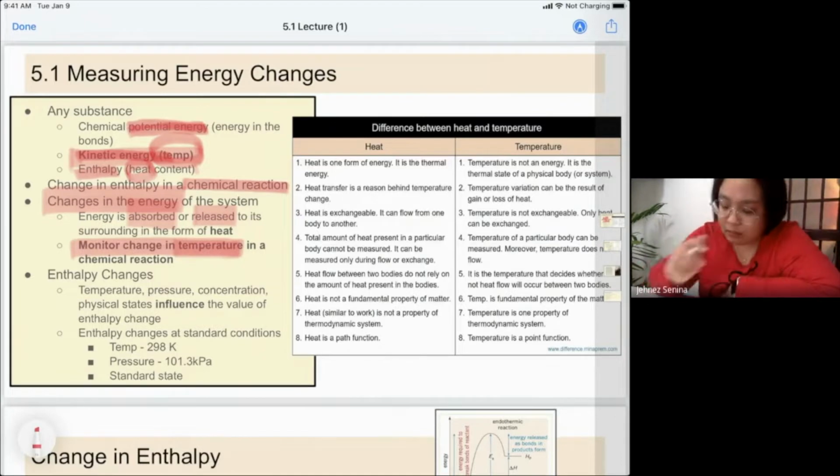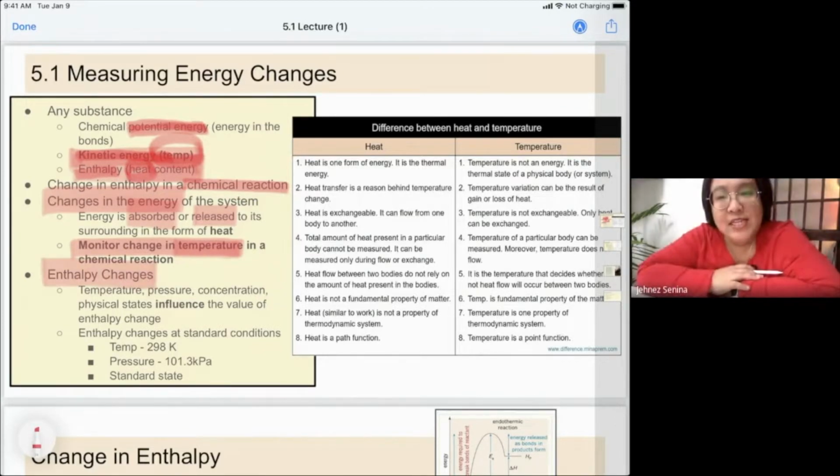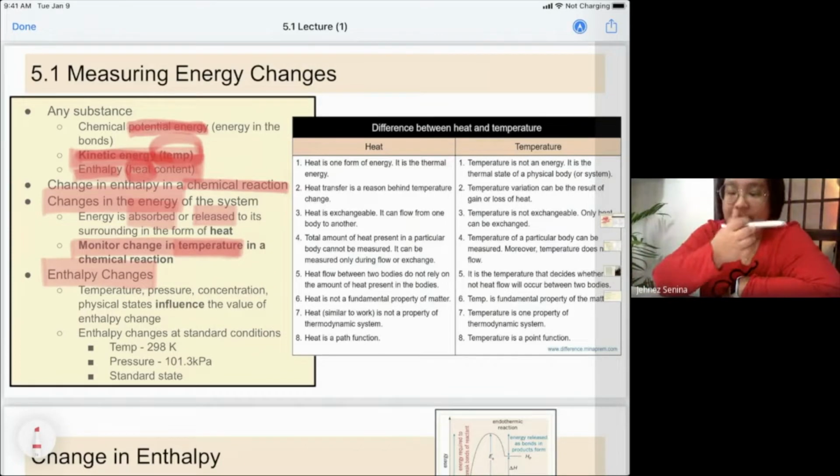Now, that's why whenever you see the word enthalpy, we're not talking about the substance, we're actually talking about enthalpy changes. When I say the enthalpy of a reaction, it's always the changes. I can't say enthalpy of sodium chloride, enthalpy of oxygen. It's always like enthalpy of methane when it reacts with oxygen. It has to be in a chemical reaction.